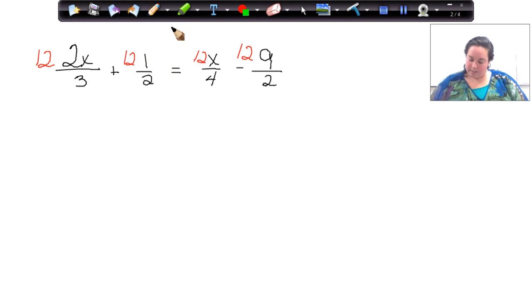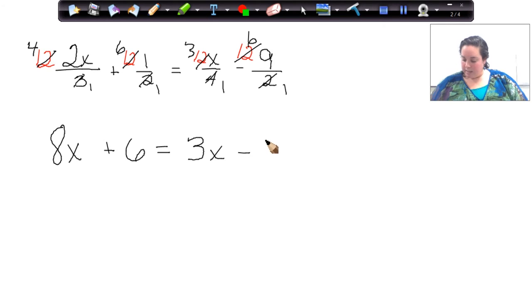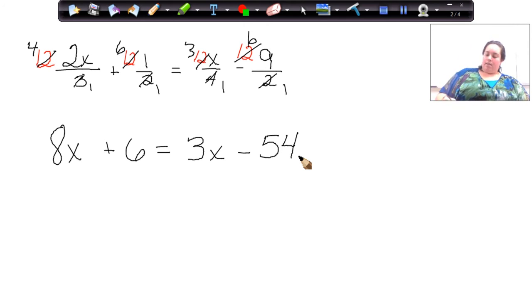What happens when you multiply this times 12 is this will cancel out and become 4. So 4 times 2x is 8x. Right here it will cancel out and become 6. So 6 times 1 is 6. Here it will cancel and become a 3. So 3 times x is 3x. And here it will cancel and become a 6. So 6 times -9 is -54. So we have a simplified equation.